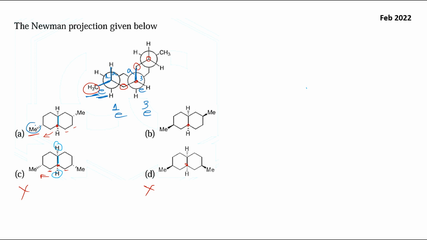Now in these two groups, if I am marking this as 1 and this as 3, we know in chair form, when two substituents are present at 1 and 3 and they are cis to each other, both of them will be equatorial or both of them will be axial. So here in the given picture both are equatorial, so that is why we have to consider the cis one, because in this case it is trans at 1 and 3. So considering all the points, first option we will choose as the correct option.